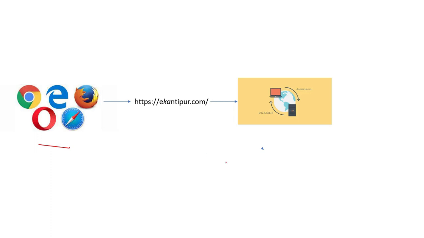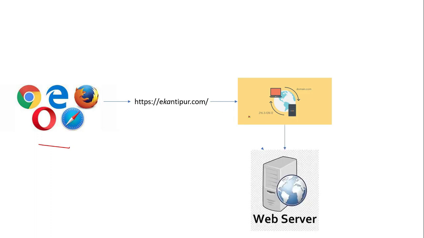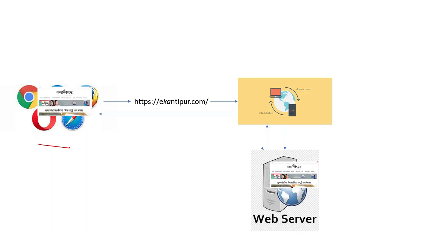But before accessing the eKantipur website in your browser, the DNS is there, and DNS will convert this domain name into the IP address. And after that, it goes to the web server and searches for the website, that is eKantipur, inside the web server. And DNS will match the IP address and the domain name, and if it finds the website in the web server, then it will respond back to the web browser, and we can access the website in the web browser from the web server.